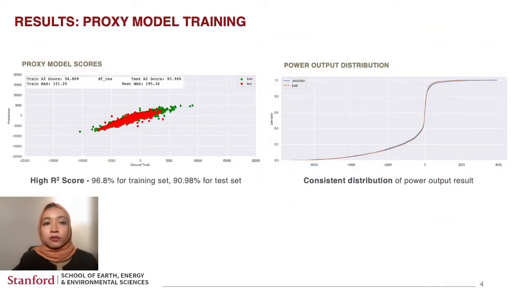And here are the results for the proxy model training. In terms of model scores, our model scores very high. We have an R-squared score of over 90% for both the training set and the test set. Our model is able to consistently predict the power output compared to the known value of the power output. Once we arrive at this model, we are confident enough to use it for our final step, which is the optimization of the well placement itself.